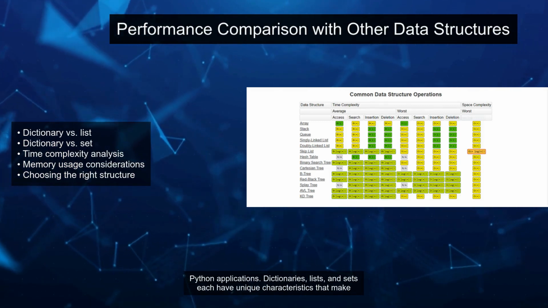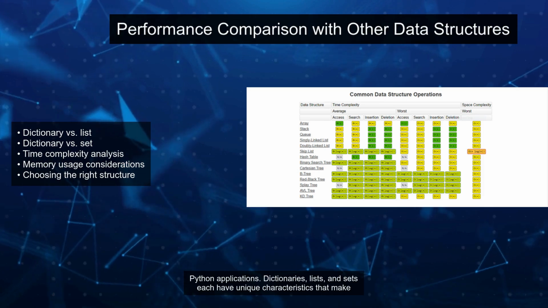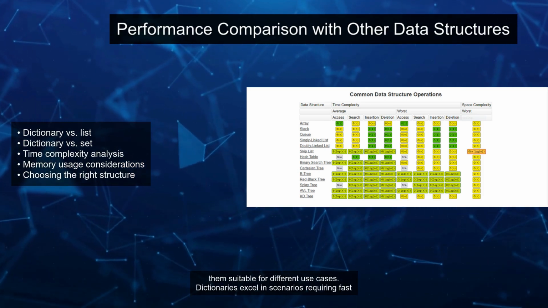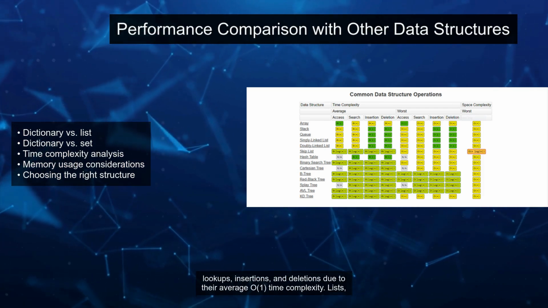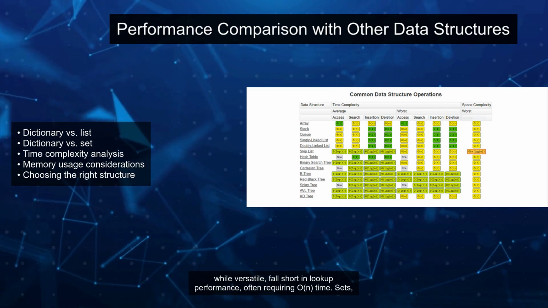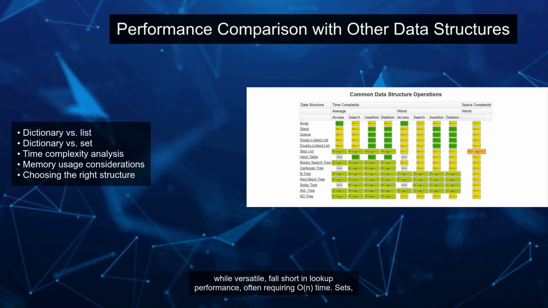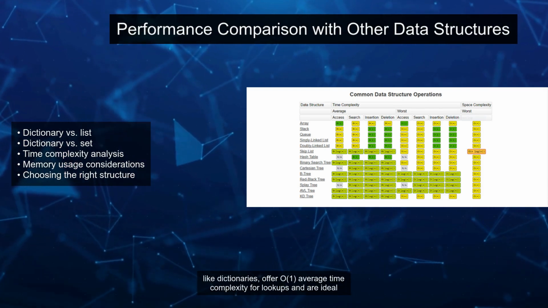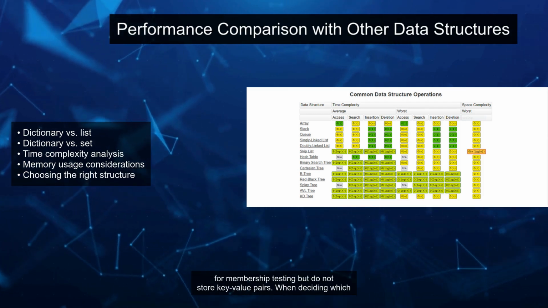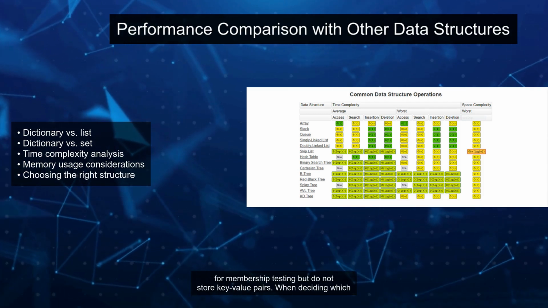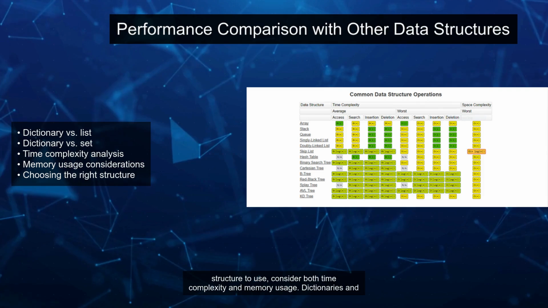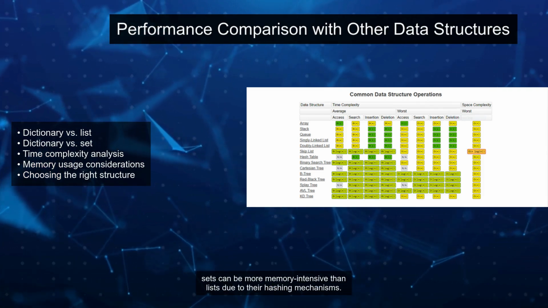Dictionaries, lists, and sets each have unique characteristics that make them suitable for different use cases. Dictionaries excel in scenarios requiring fast lookups, insertions, and deletions due to their average O(1) time complexity. Lists, while versatile, fall short in lookup performance, often requiring O(n) time. Sets, like dictionaries, offer O(1) average time complexity for lookups, and are ideal for membership testing but do not store key value pairs. When deciding which structure to use, consider both time complexity and memory usage.